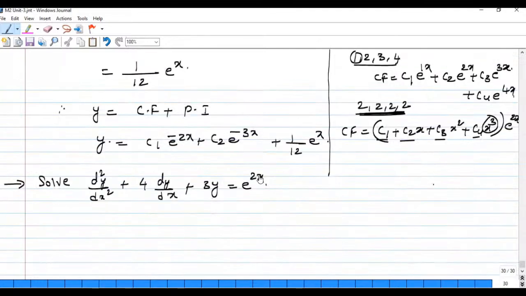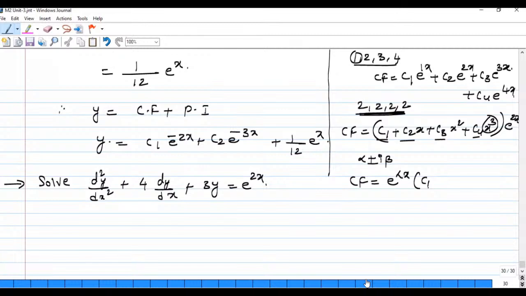Suppose alpha plus or minus i beta is a complex root, then what is the complementary function? e power alpha x into C1 cos beta x plus C2 sin beta x. Here alpha is the real part, beta is the imaginary part.